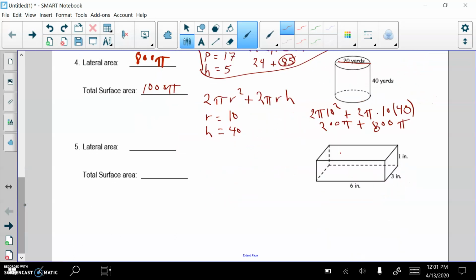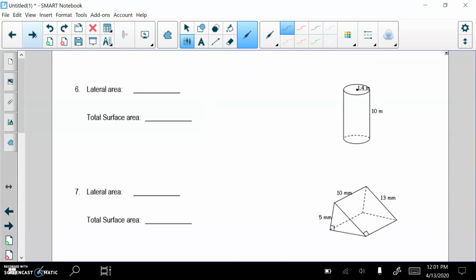I think we've done enough lateral and surface area. I think those 2 rectangle equations are good enough for now. Here's a cylinder equation. Ooh, that has a decimal 1.4. So I will probably use my calculator on number 6. So again, a cylinder, 2 pi r squared plus 2 pi r h. So r is equal to 1.4. H is equal to 10.